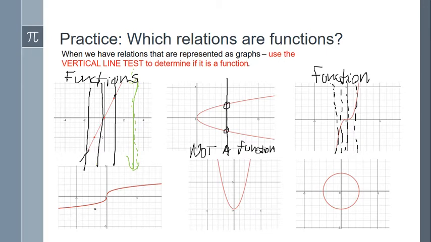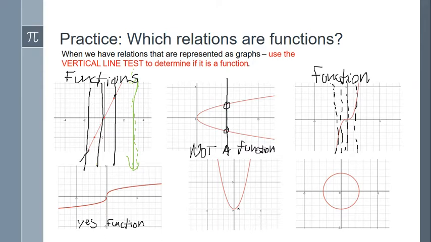All right, so for this one on the left here, you should have said yes, this is a function. It passes the vertical line test. If I zoom in right around the 0, even though that looks pretty darn vertical, it really isn't. If I zoomed in a lot more, you would see that it really is much more the S shape. So it will pass the vertical line test.